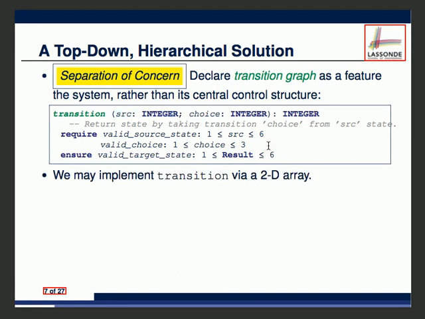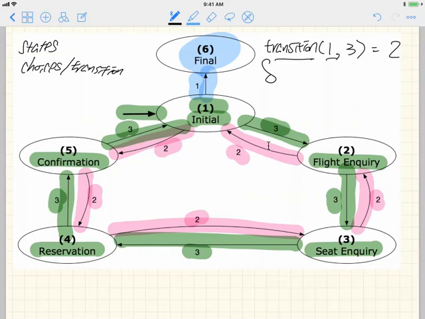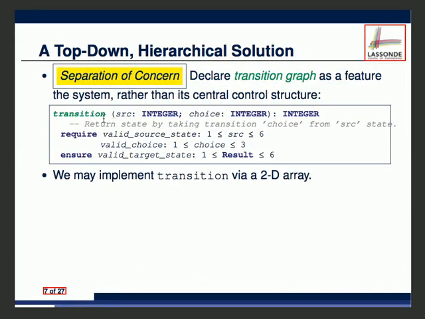Now, how do we actually encode the transitions? For example, here you can see that we have a transition from 1 with choice 3, and we get 2. So this is encoding this particular transition. But we have about 15 different transitions here. So how do we do that? Of course, one naive way is to make this a query and say if the source equals 1 and the choice is 3, then return 2, for example. You can get lots of if-then-else statements there, but that's not the best way to go. Any suggestion for implementing this transition?